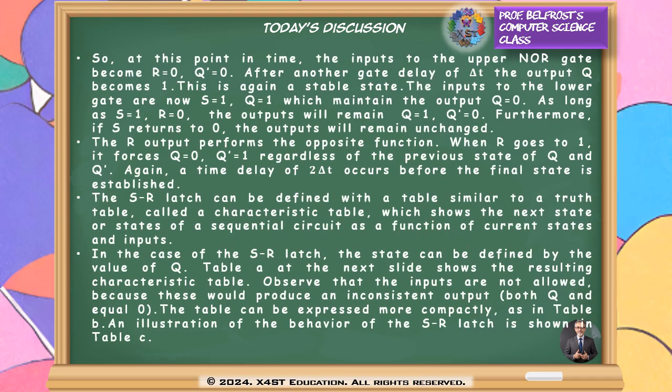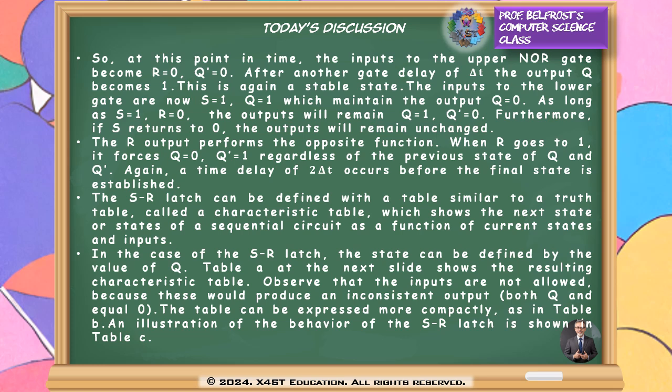At this point in time, the input to the upper NOR gate becomes R equals 0, Q not equal to 0. And after another gate delay of delta T, output Q becomes 1. This is again steady state, and the inputs to the lower gate now are S equals 1 and Q equals 1, which maintain the output Q not equals 0.